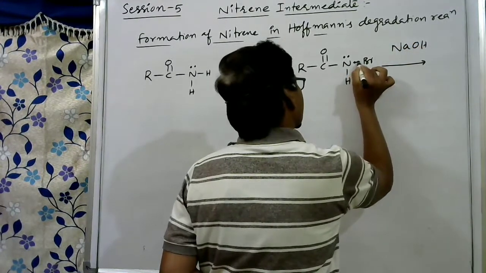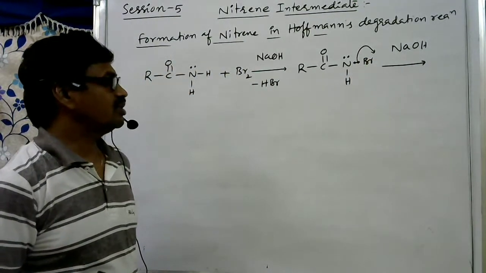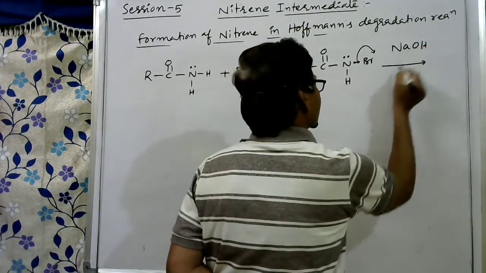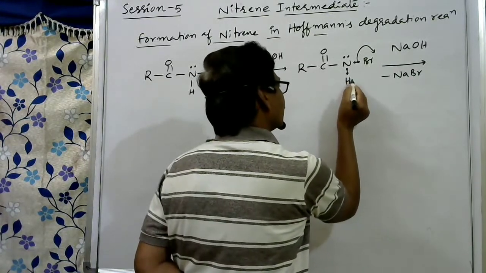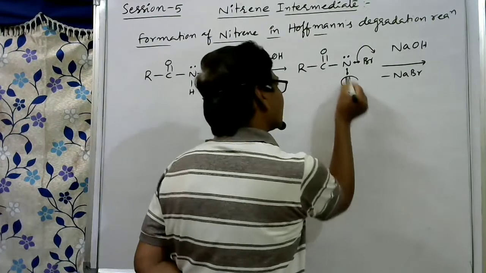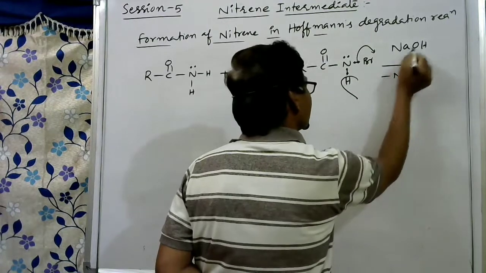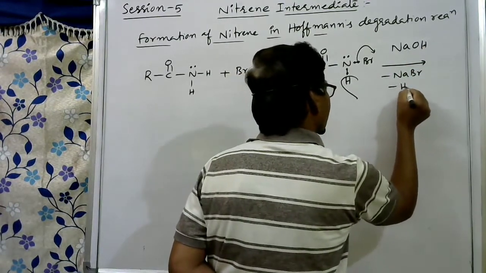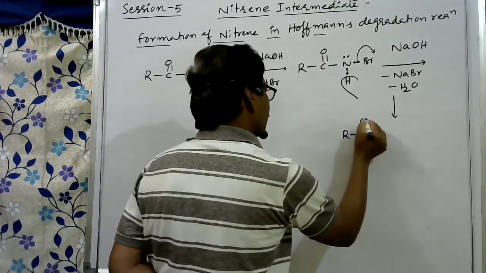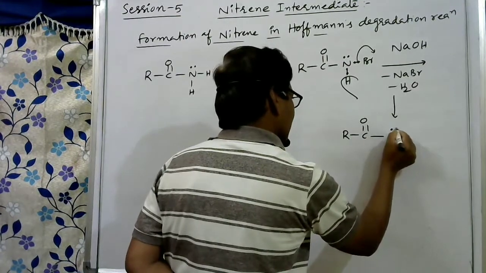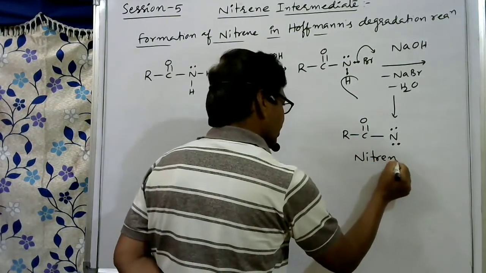So here this electron pair moves with the bromine. Along with bromine, it combines with the Na plus, so that NaBr is eliminated. And this hydrogen leaves without taking the electron pair, so that hydrogen is eliminated as H plus, which combines with OH minus and forms water. So from this we get nitrene: R C double bond O, bond N, with an electron pair here and an electron pair here. This is the nitrene intermediate.